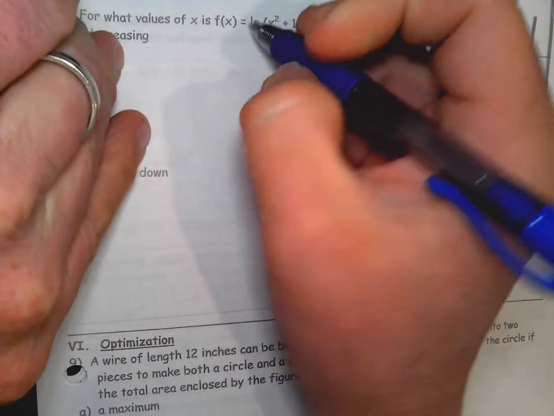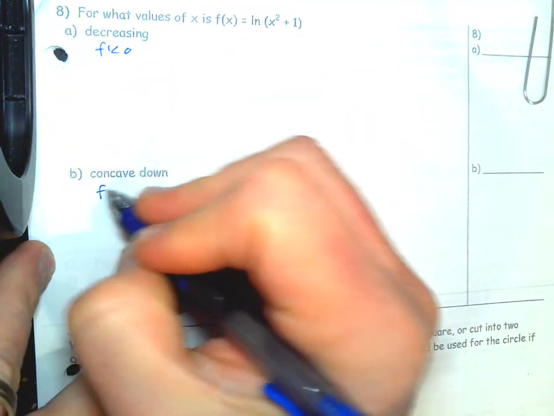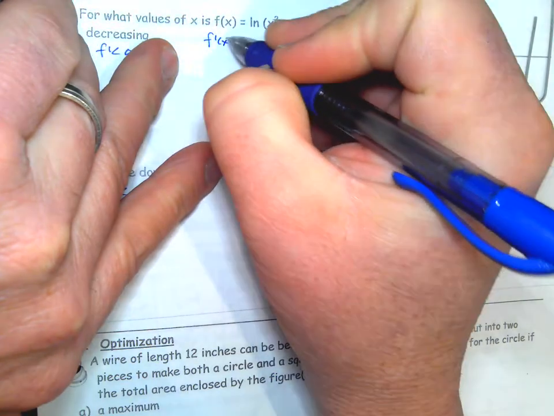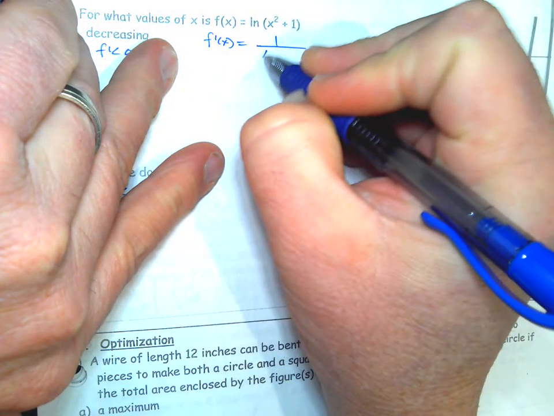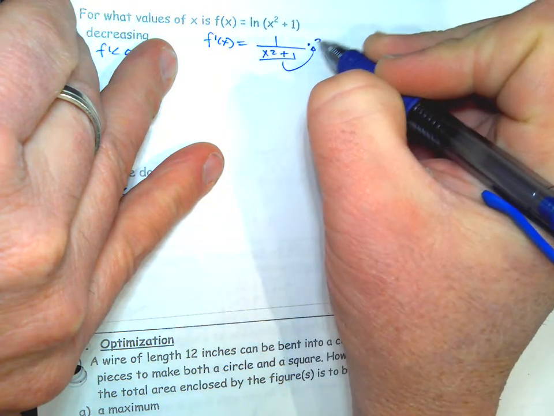So let's see, decreasing, that's where f prime is negative. Concave down is where f double prime is negative. So we need the first derivative. Natural log is 1 over what's inside, but then you have to multiply by the derivative of what's inside, chain rule.